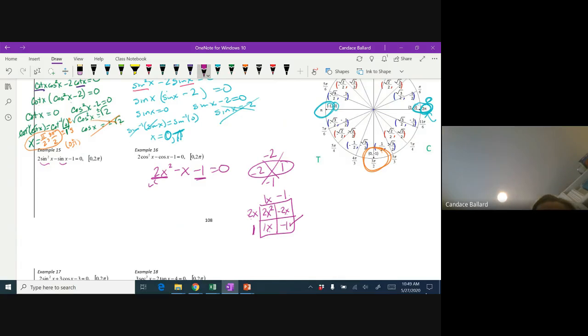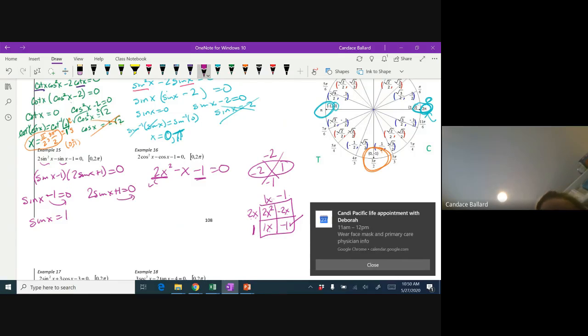So really what I'm using is these 2 factors, but now I'm going to plop a sine in there instead of an x when I rewrite it over here. So I've got (sin x - 1)(2 sin x + 1) = 0. And I'm going to use my zero product property again. Sin x - 1 = 0, and 2 sin x + 1 = 0. I'm going to move the 1 to the other side.